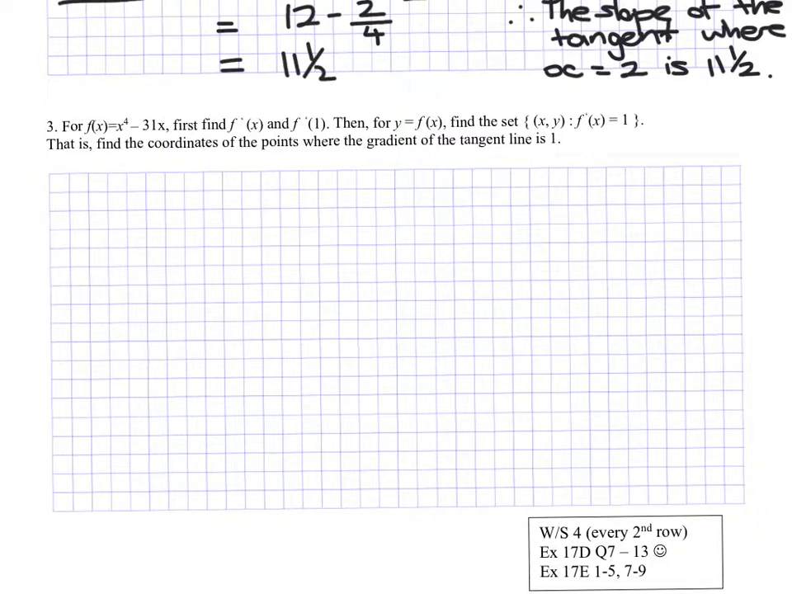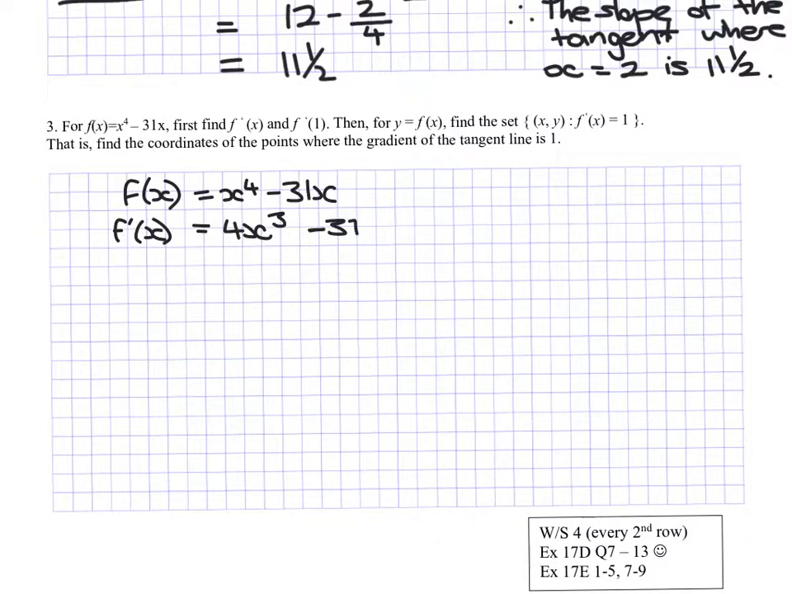So let's do it systematically. f of x equals x to the 4 take 31x. We've got no fractions, so we can go straight into differentiating. We're going to multiply down and subtract 1: 4x, 4 take 1 is 3. And then we find the derivative of the next term: multiplying down 1 just leaves us with 31, and then x to the 1 take 1 is x to the 0, which is just 1. So our answer is 4x cubed take 31.